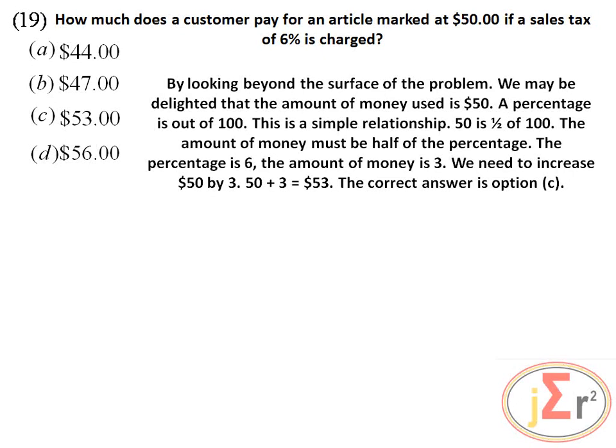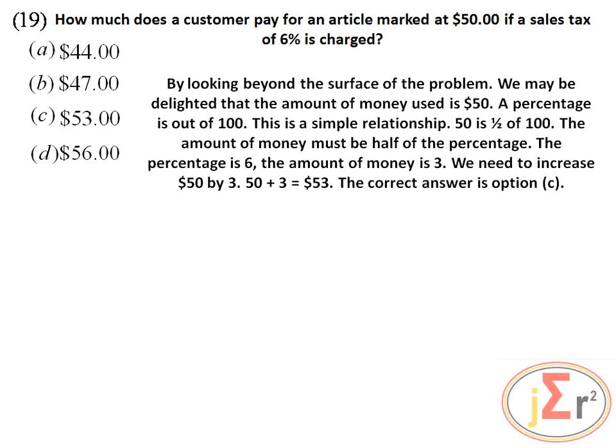That may seem a little bit shady now, but we will see in the long run how useful the fact is that the amount of money that we have here is 50, and that 50 is a half of 100. The amount of money must be half of the percentage. The percentage is 6. The amount of money is 3. We need to increase 50 by 3. 50 plus 3 is 53. The correct answer is option C. That's all there is to it.